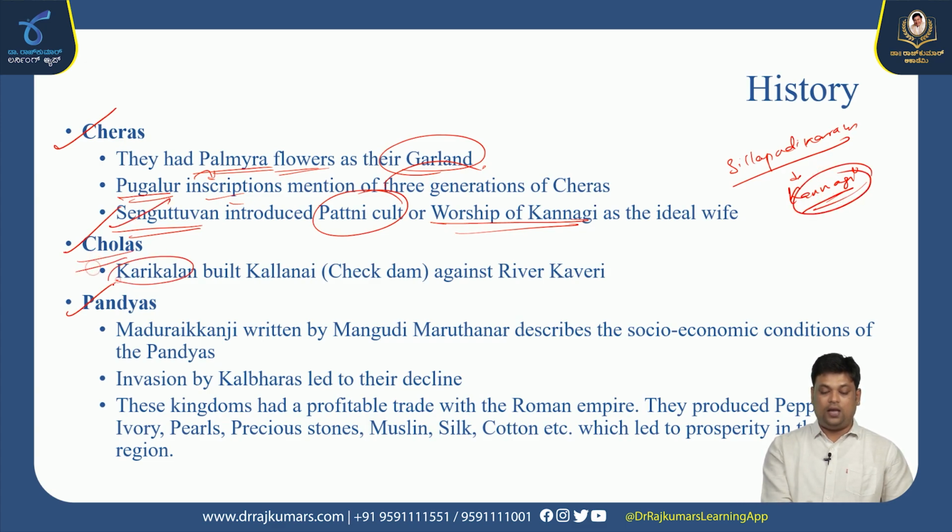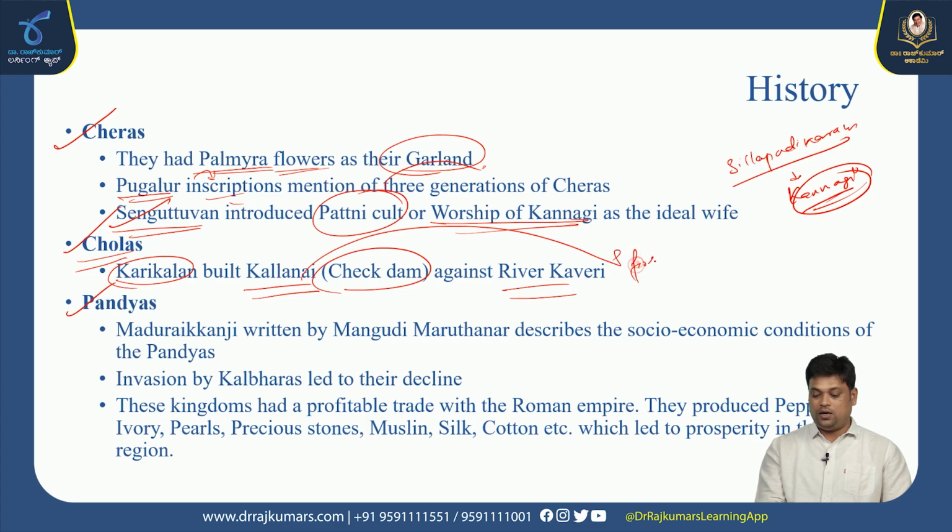Next, Cholas: Karikalan. Karikala Chola was the most popular personality. He is the one who built an embankment over the Kaveri river, the Kallanai, a check dam across the river Kaveri, which is considered the first dam constructed in India. Karikalan's Kallanai is located in Trichy district of Tamil Nadu now.